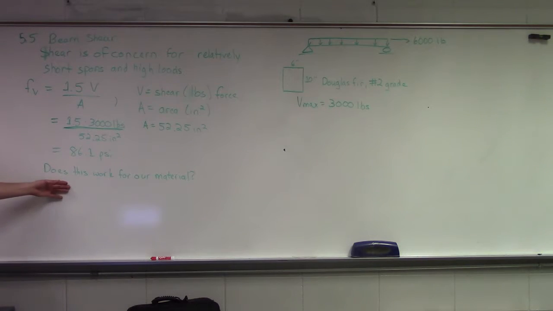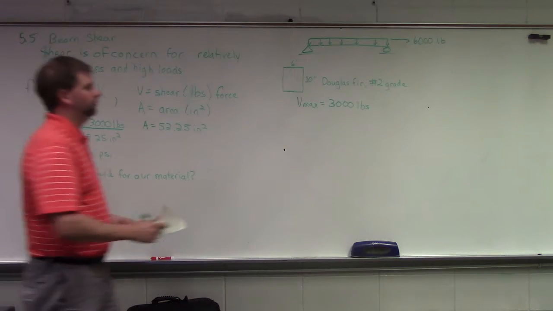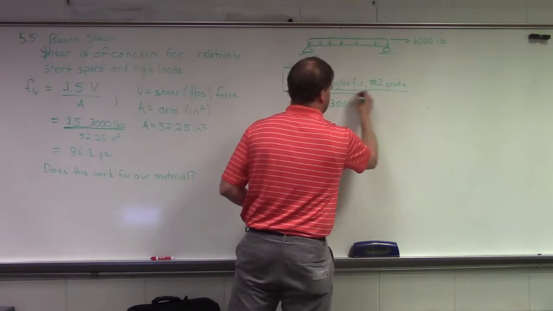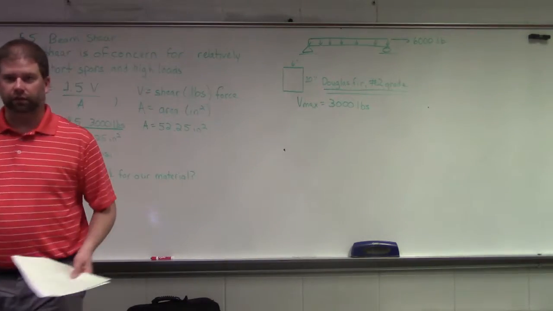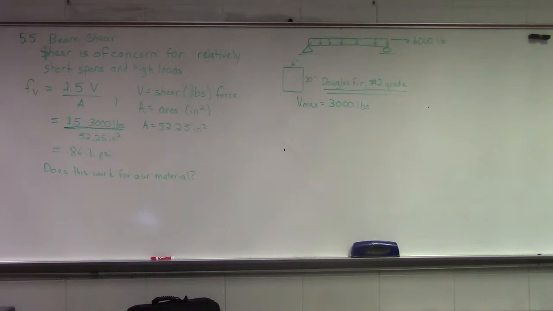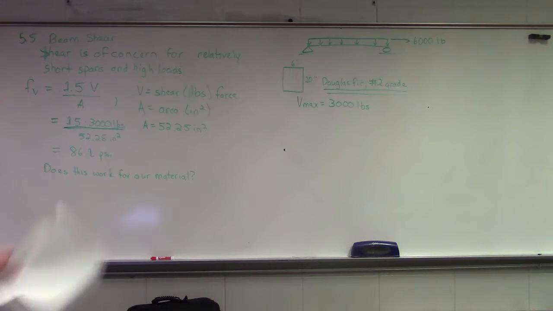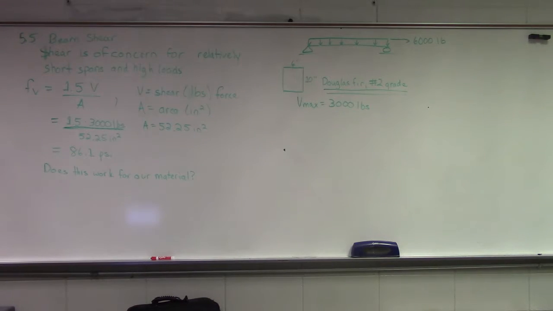How would we check this? Look at a chart. Yeah, 190, exactly, because we're looking at Douglas fir. Douglas fir, 190. Make sure you look at the Douglas fir, not the hem-fir. Douglas is up here. So shear parallel to grain? It's the only shear we have, right? Yeah, so it works because all these are way higher.